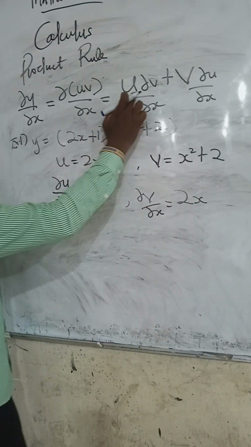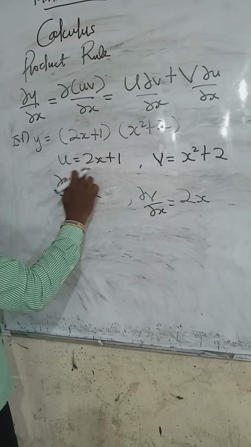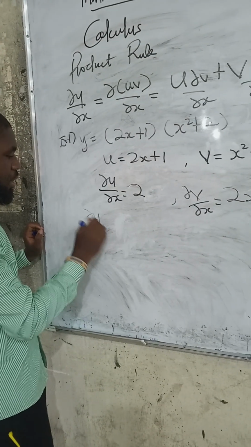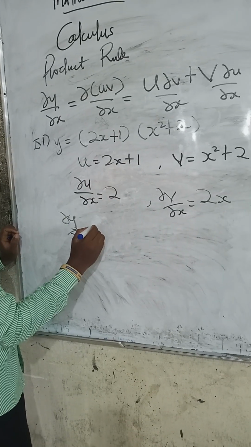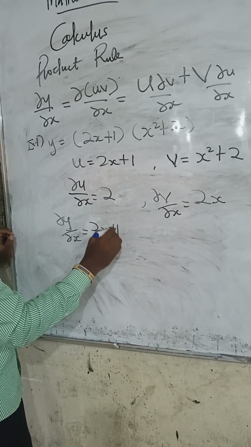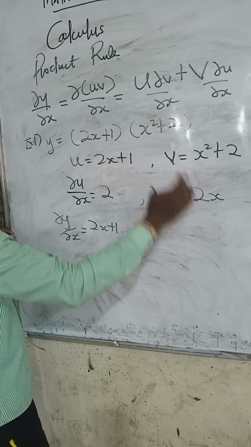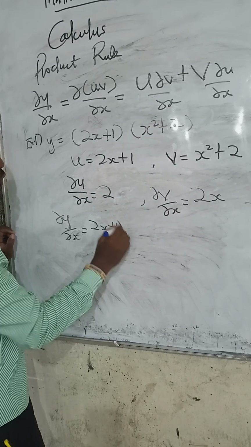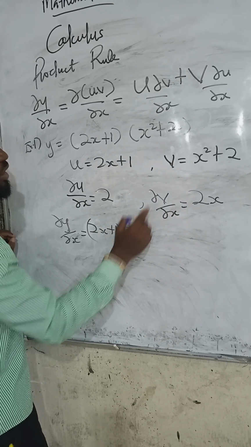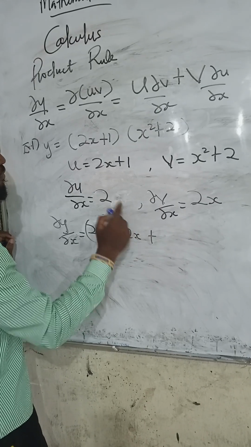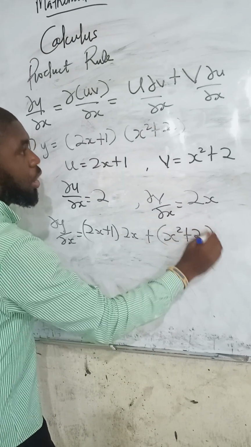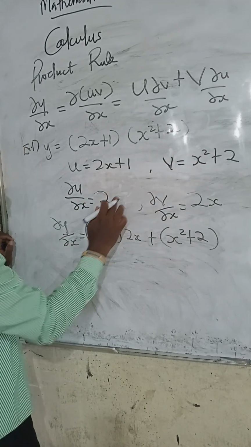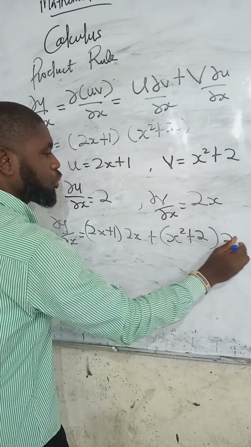So if you have this, you can now start substituting this inside this equation. Starting from your u, you know your u here is 2x plus 1, so dy/dx is equals to u, which is 2x plus 1. Next one is dv/dx. You come here, dv/dx is 2x, plus v, which is x squared plus 2, and you have the du/dx, and the du/dx is 2, so you put your 2 outside.